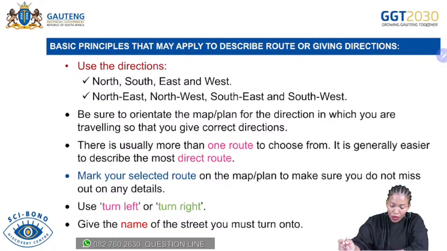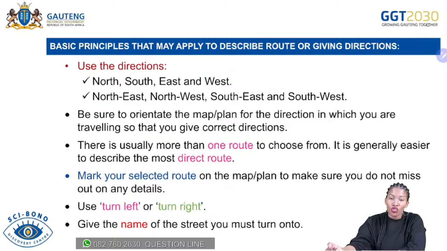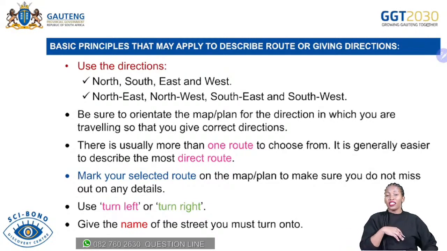So guys, we are going to use the directions, as I've mentioned, for the 8 cardinal points to give the different general directions. You must also make sure that these are just the tips when you're working with the compass and the maps. Be sure to orientate. To orientate is to position. Be sure to position the map or the plan for the direction in which you are traveling so that you give the correct directions. Remember, I said that the examiner will ask you to give the general direction. When they say general direction, you know that your main focus will be your north or your east, your southwest, your northeast. That is your focus point.